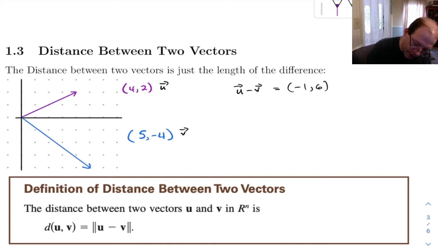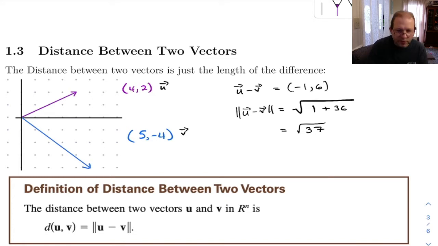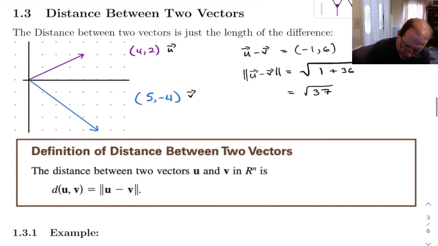And so the length of that is just going to be (-1) squared plus 6 squared under the square root. So we get the square root of 37. So that's the length of this. What does that mean geometrically, the difference between two vectors? Well, I wrote this up as u minus v. So you can think of this as u plus negative v.